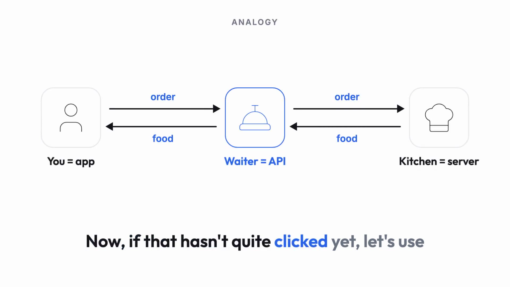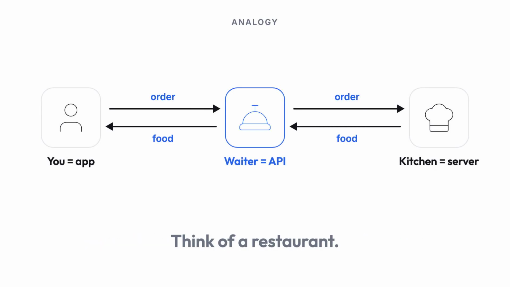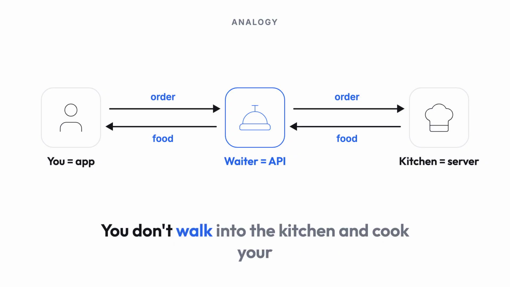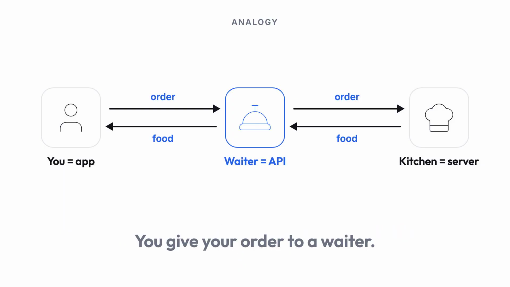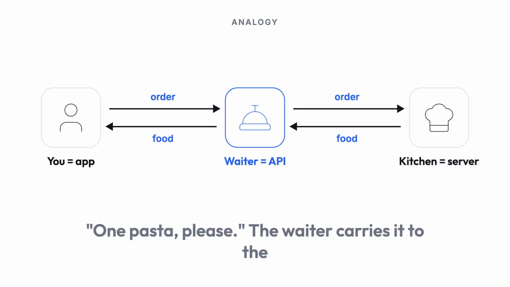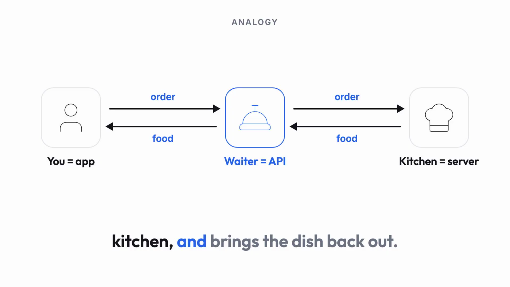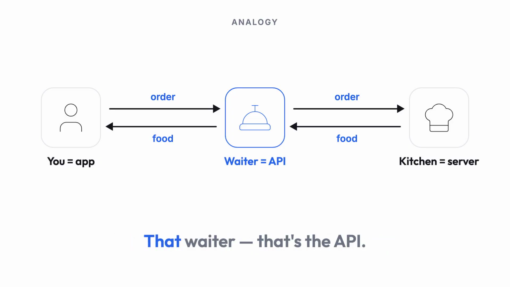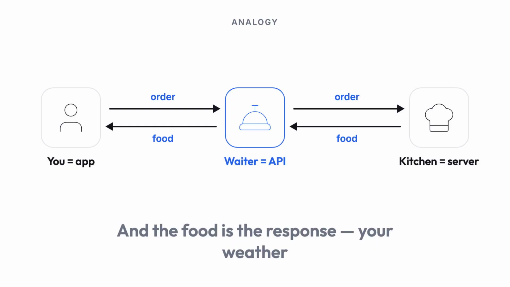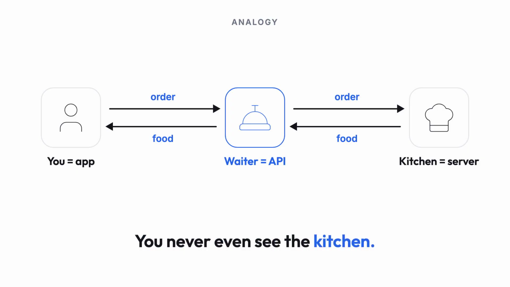Now, if that hasn't quite clicked yet, let's use a picture. Think of a restaurant. You don't walk into the kitchen and cook your own food. You give your order to a waiter. "1 pasta, please." The waiter carries it to the kitchen and brings the dish back out. That waiter, that's the API. You're the app. Your order is the request. The kitchen is the weather server. And the food is the response, your weather data. You never even see the kitchen. You just order off the menu.